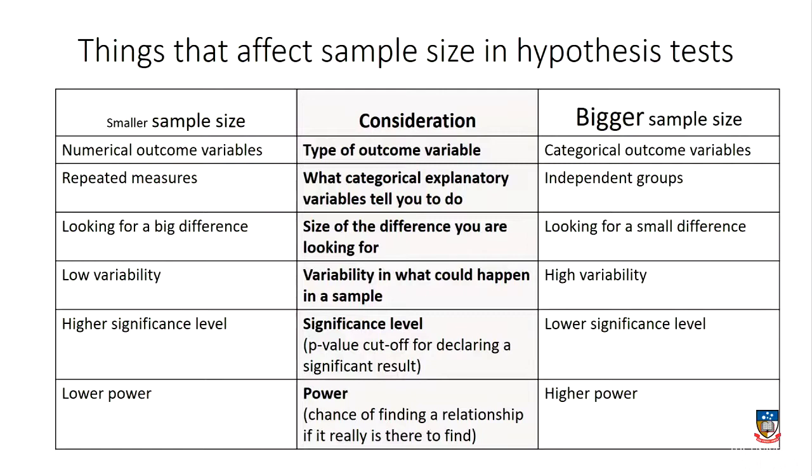And what most people do is choose 0.05 or 5% as their significance level, mostly because Fisher used it when he invented hypothesis tests in the 1920s, 100 years ago-ish.